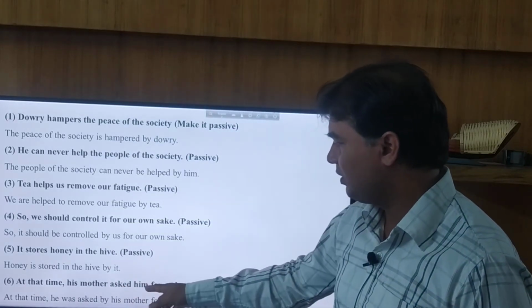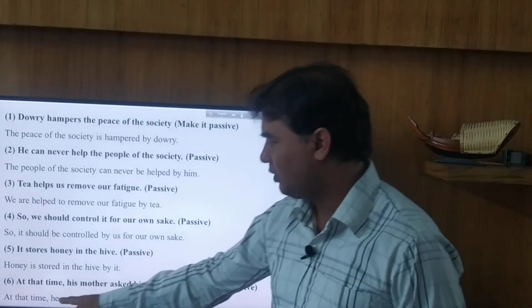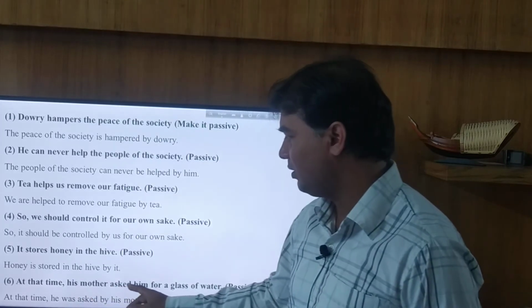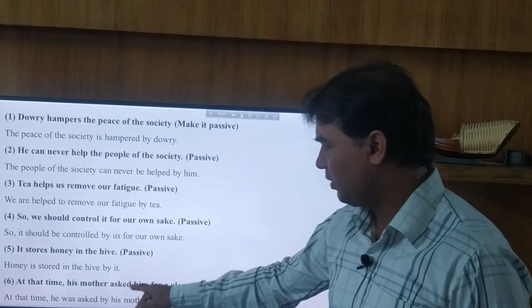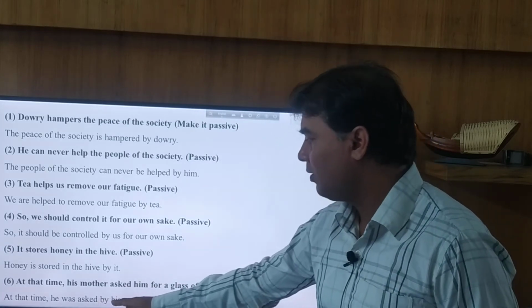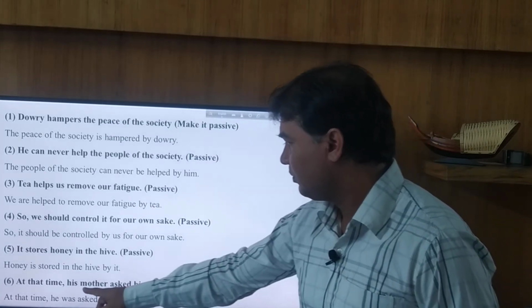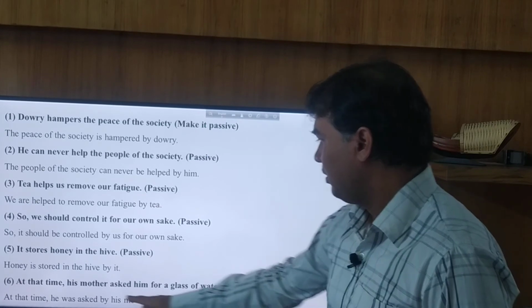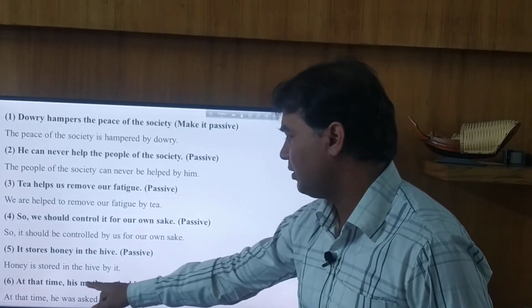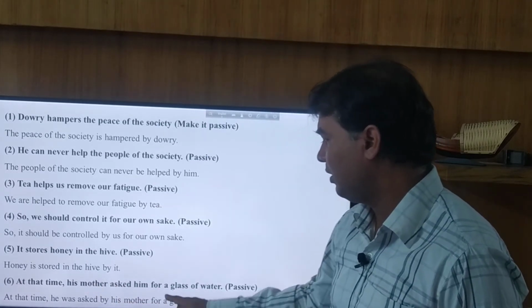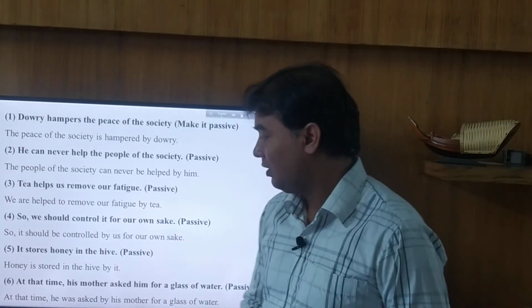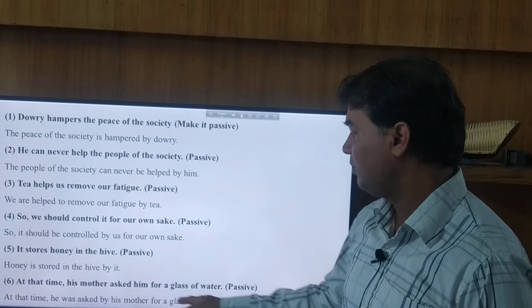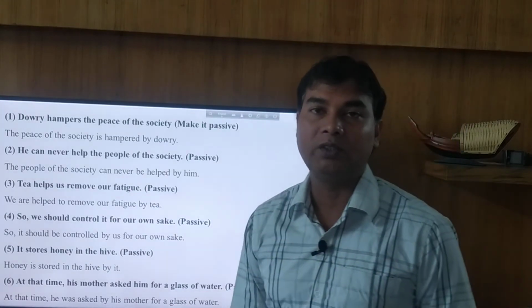Then here the object is him, so make it subject he. Then according to tense, we need to write the auxiliary verb was, he was, the past participle of the main verb asked, then by, then his mother. This is the subject, make it object, his mother, and then the additional words for a glass of water. So the answer is, at that time he was asked by his mother for a glass of water.